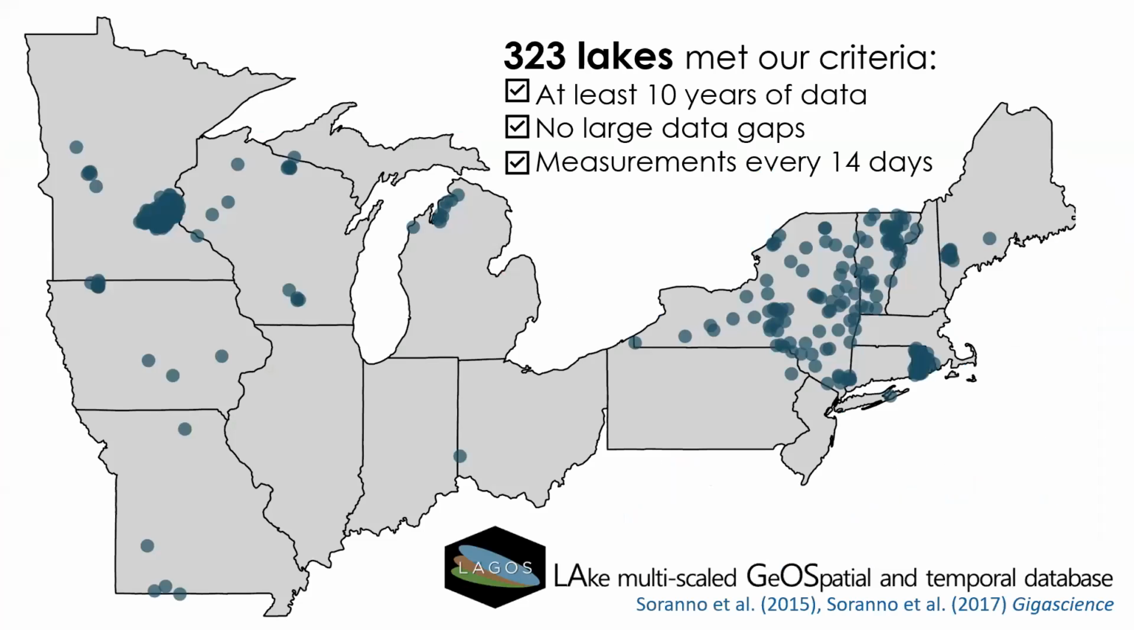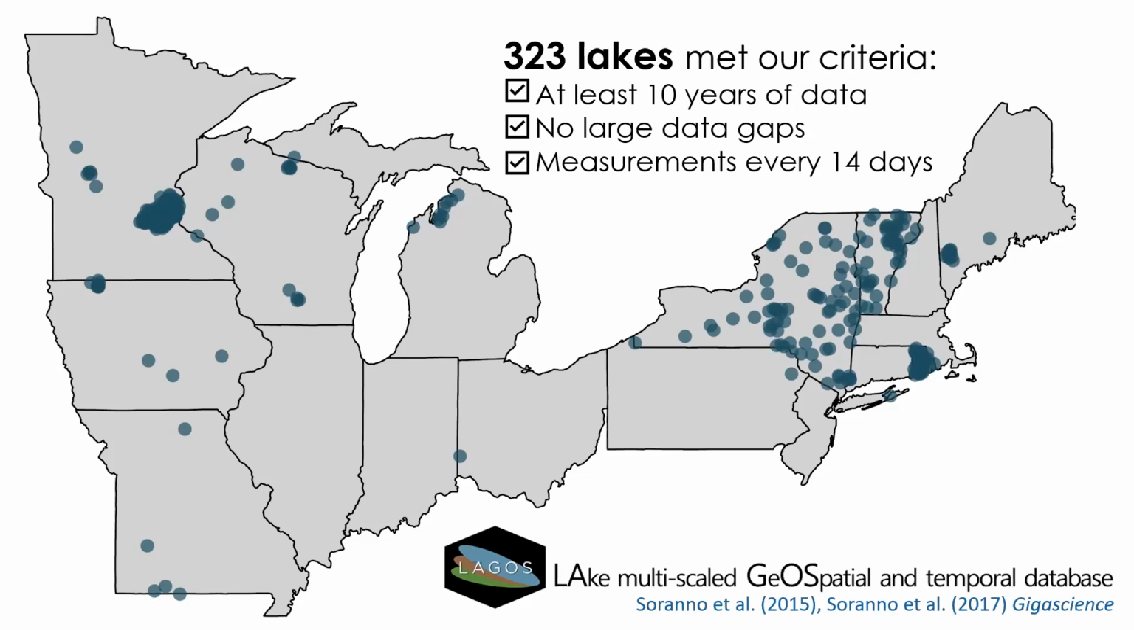And so we used the LAGOS database, or the Lake Multiscale Geospatial and Temporal Database, that was created by Pat Soranno and colleagues, just a huge team and a massive resource for our community in understanding lakes. And through that, we found 323 lakes that met our time series criteria of at least 10 years of data, no large data gaps, and had chlorophyll measurements during the summer every 14 days. And so we were able to use these, what we started referring to as unicorn time series. They're pretty hard to find, actually, these 323 lakes, to ask our question, all right, are algal blooms getting worse?